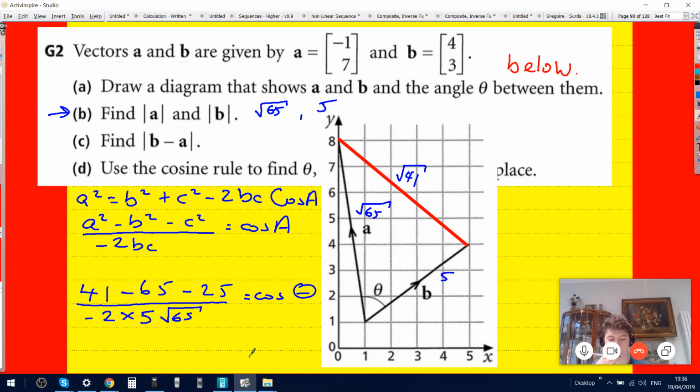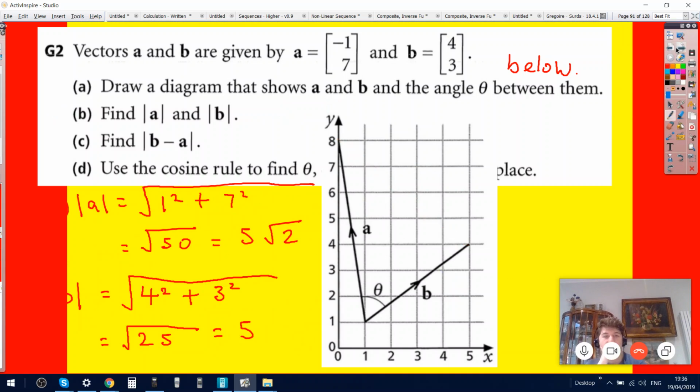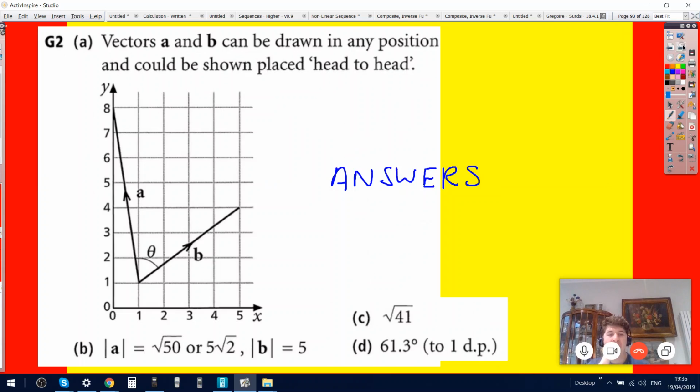I get 0.6, then we need to inverse cos it. Is it inverse cos? Yeah, inverse cos the answer, which gets 52.57 degrees. 52.57 degrees. There we go.